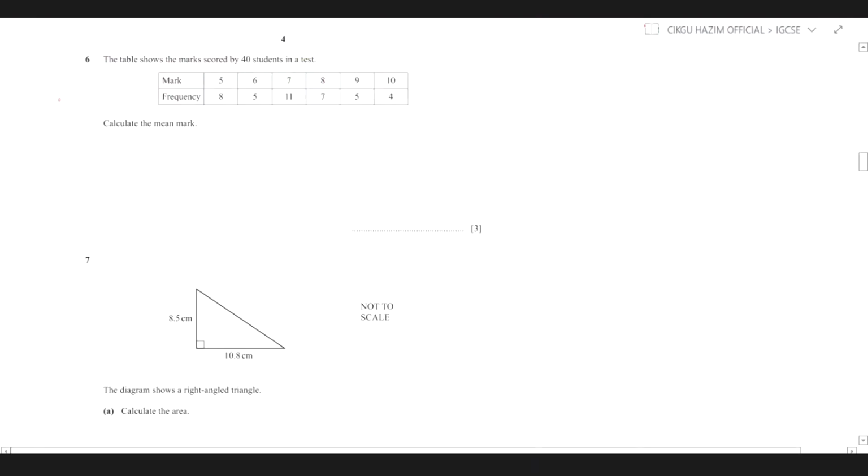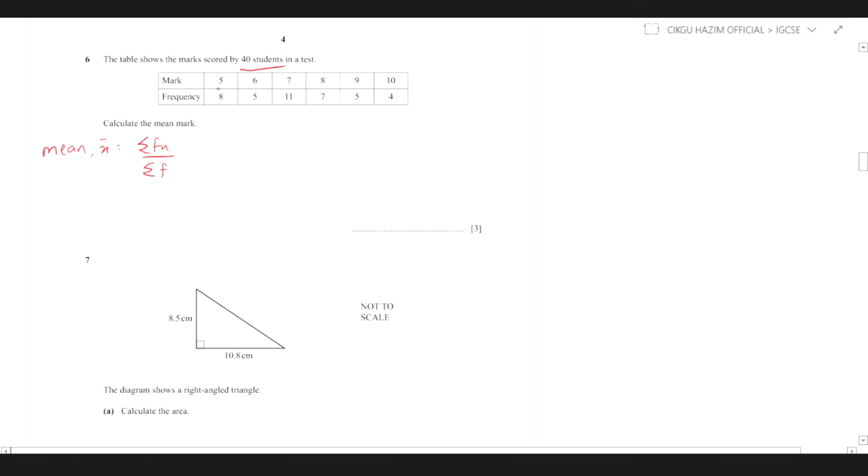In question number 6 here, we need to make sure that we know how to calculate the mean correctly. The question stated the marks scored by 40 students in a test. So we have a total frequency here, which is going to be 40. Right now, how to calculate the mean? To find the mean here, the formula is sigma fx divided by sigma f, which is frequency multiplied by its marks, and then we plus all of it. Sigma means the sum of it.